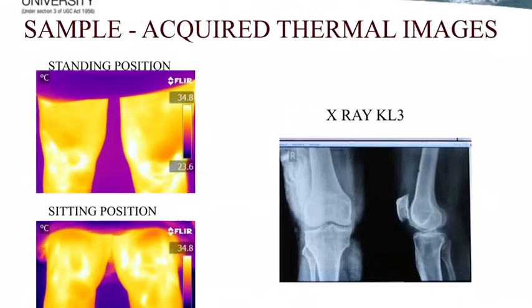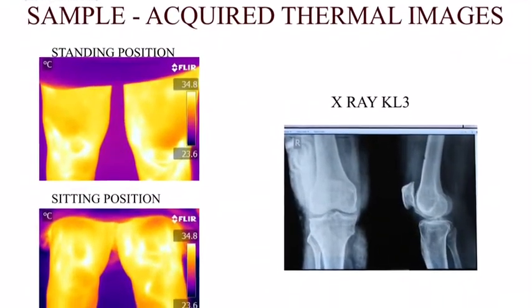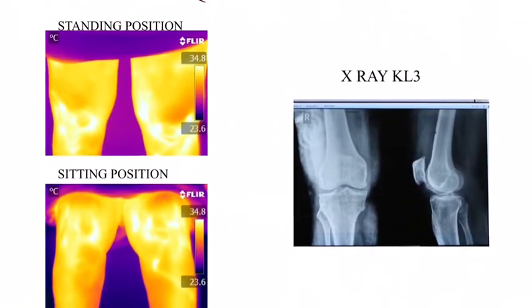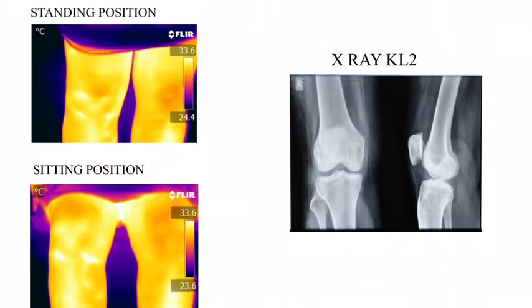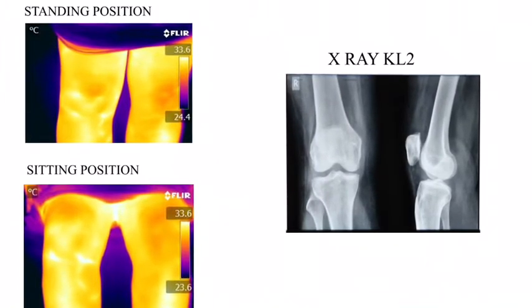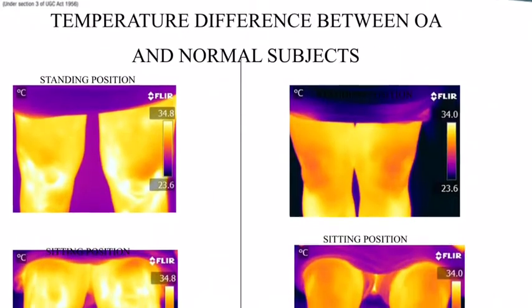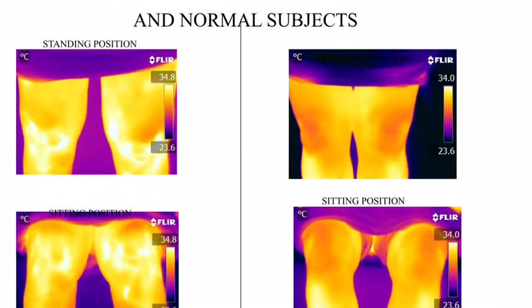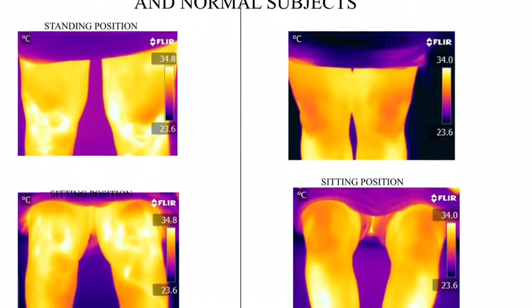The thermal images were taken in anterior-posterior view in 2 positions, sitting and standing. The change in temperature will be depicted as change in color in a thermal image. The sample thermal images acquired can be seen here. The temperature difference between the knee osteoarthritic participant and a normal participant can be seen in the image shown.